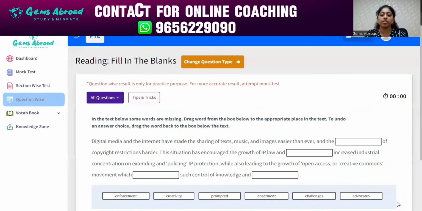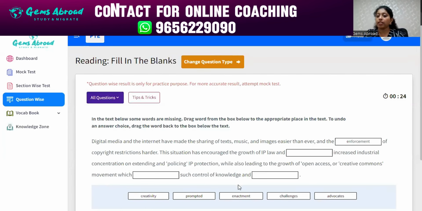Okay, we'll do the next questions. Digital media has made the sharing of text, music and images easier than ever. With digital media we can share quickly, and the dash of copyright restrictions is what they do. The blank needs a noun, and the noun before 'of' should be enforcement, not enactment, because copyright restriction is related to enforcement, they have enforced something. Because sharing is easy, they have taken hard enforcement of the copyright restrictions.